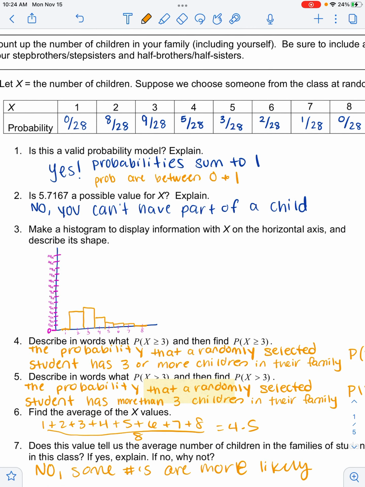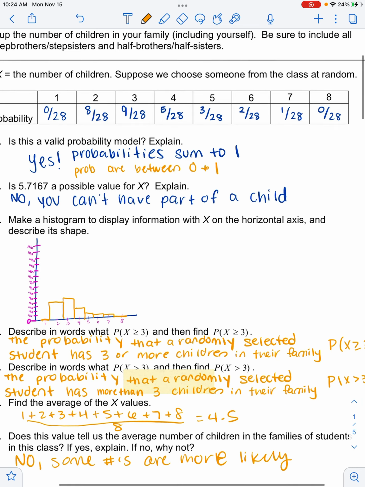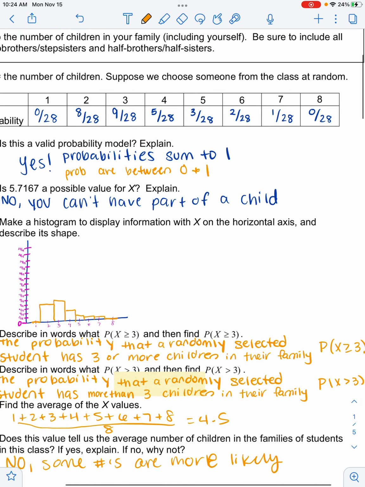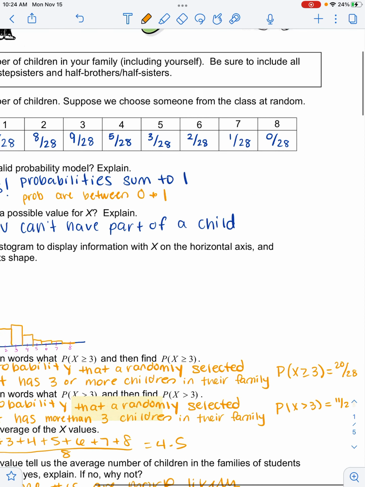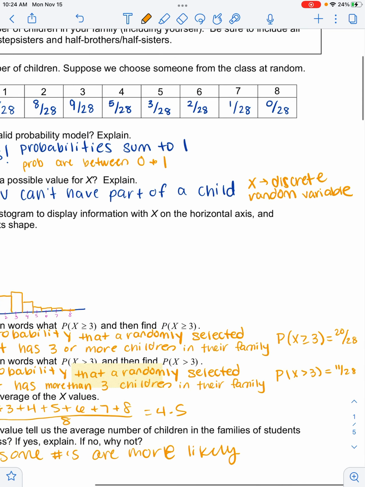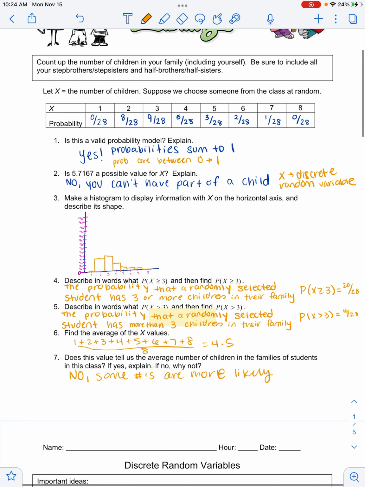Now, is 5.7167 a possible value for x? No, you can't have part of a child, a 0.7167th person. You would have a whole person. So that is why this variable, x, number of children, is what we call a discrete random variable. So that's our whole main idea for today. Discrete random variables are usually whole numbers, and they're used for counting most often. So like the number of children, the number of electives that you take, the age that you are, different things like that would be discrete.